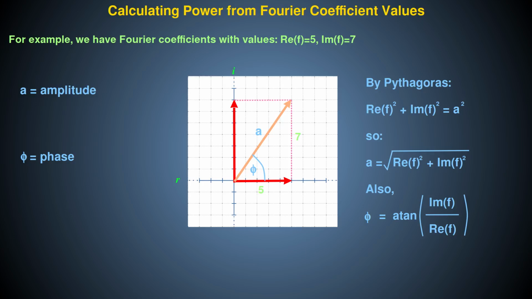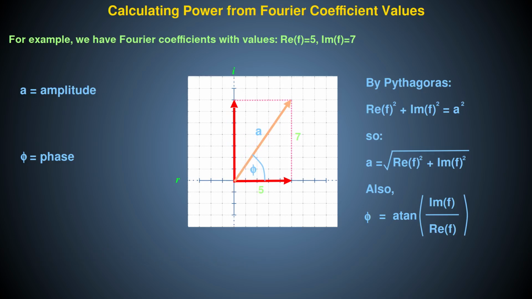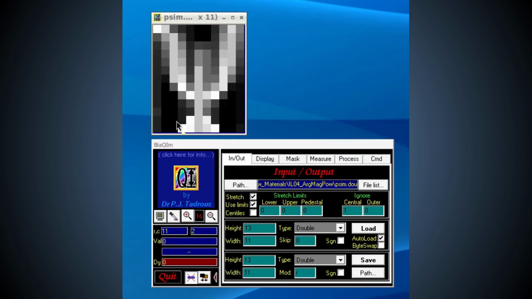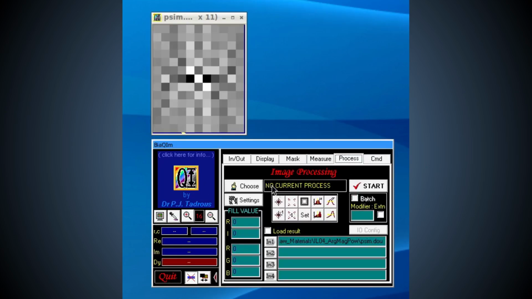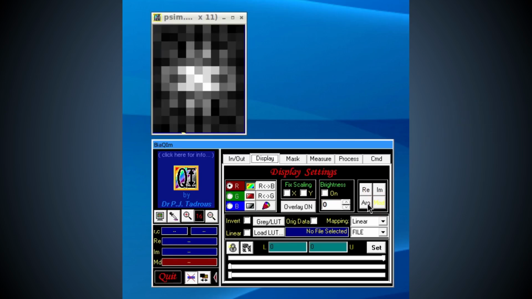It's tradition, when doing this conversion from rectangular to polar coordinates, to relabel the amplitude as modulus or magnitude, and the phase angle as argument. So you might hear me use these terms interchangeably. Based on the definition of power as amplitude squared, you can see that the magnitude is the square root of the power value. Here on Biochem you can perform this translation to polar coordinates by simply clicking this button here for magnitude values and this button for argument values.